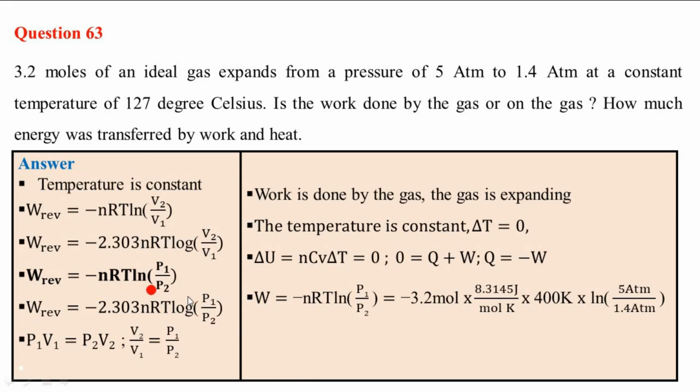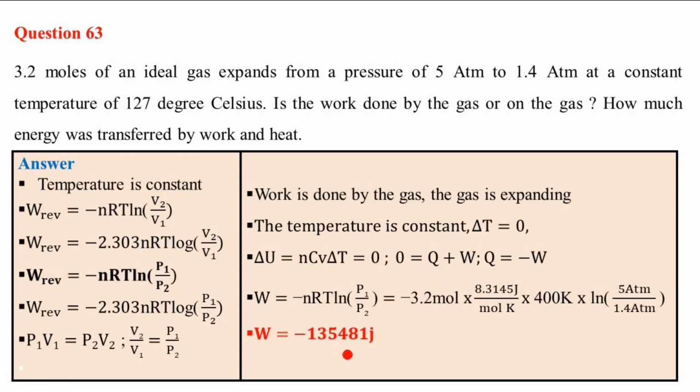Let's use this formula to calculate the work done. The work done is equal to negative the number of moles times the gas constant times temperature times ln P1 over P2. Here we have 3.2 moles times the gas constant times the temperature times the ln of the ratio P1 over P2, where P1 is 5 atmosphere and P2 is 1 atmosphere. After calculation, we get the work done, and it is negative because we have an expansion and the system is doing the work.